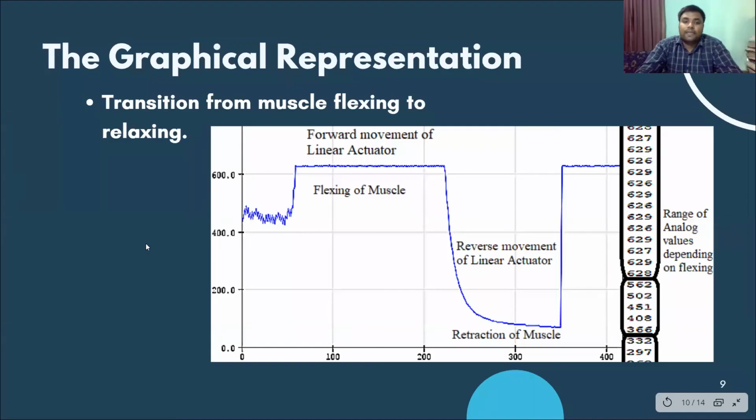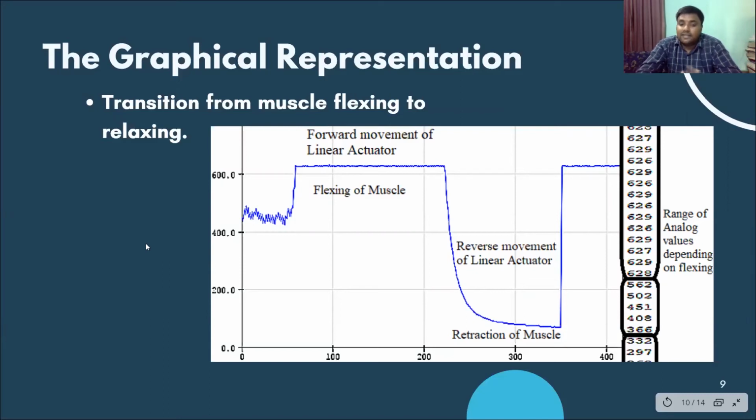So the next part is the graphical representation. Here we can see the transition from muscle flexing to relaxing. The whole value comes from the myowire muscle sensor. Here you can see when we flex our muscle, the forward movement of the linear actuator begins. And the analog value for this is around 627 to 629. And when the muscle relaxes, the linear actuator goes to the reverse direction.